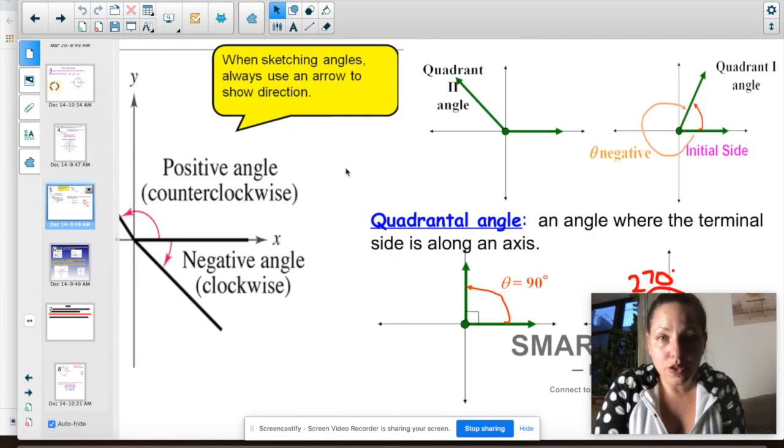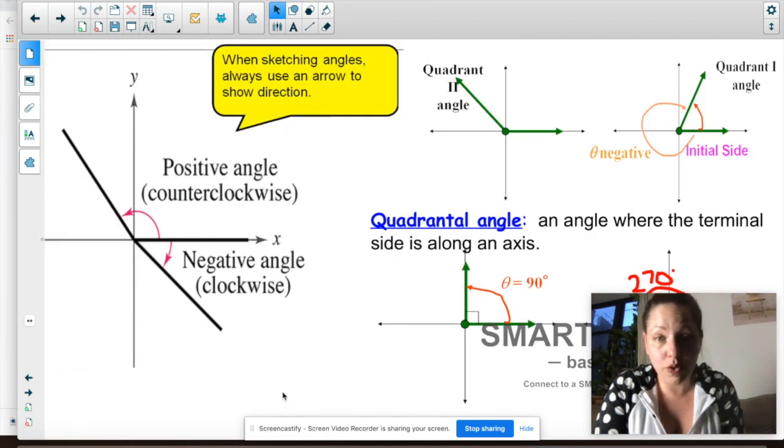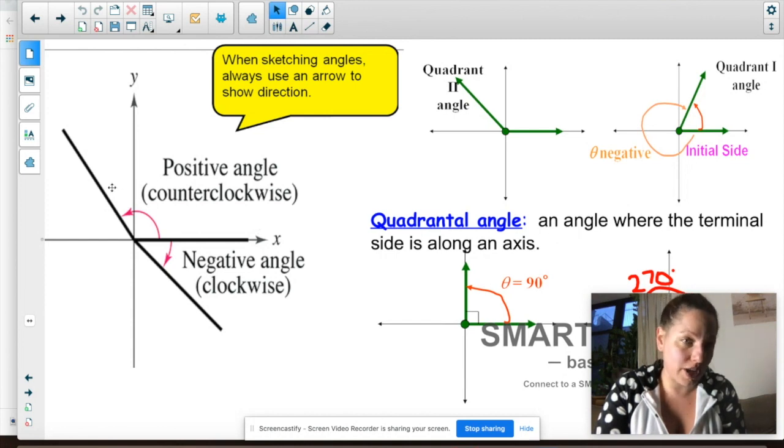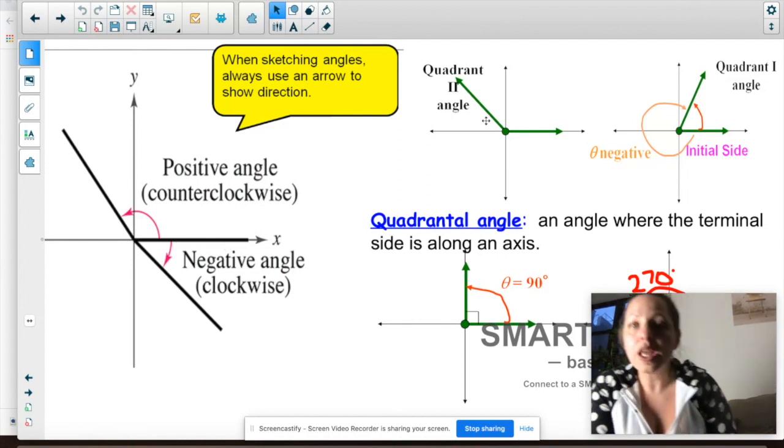Okay, so here are just some things that you're going to need to know, some vocab. So the first is what we talked about a second ago, a positive angle. Every angle starts here on the initial side, moves this direction positive. So positive goes counterclockwise. A negative starts in the same place, but moves this direction, goes negative.